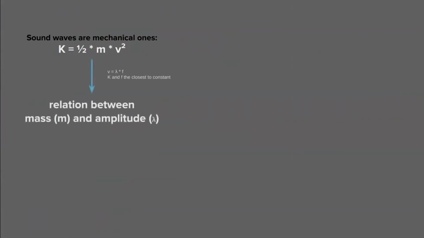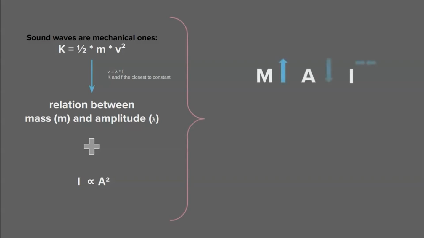Knowing that sound waves are mechanical ones, we can use the kinetic energy formula to expand the explanation. In it, we know that velocity is amplitude times frequency, and assuming energy and frequency were the closest to constant, we denoted a relation between mass and amplitude. Additionally, we know that intensity is proportional to amplitude squared. So, as the mass increases, the amplitude decreases and the intensity gets compressed, giving the feeling of being lower.